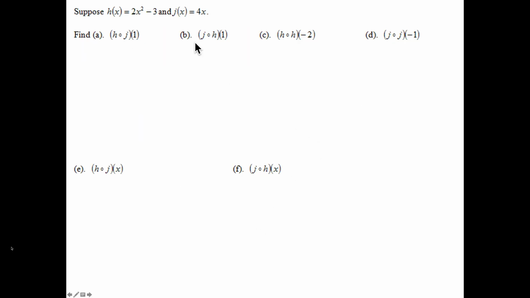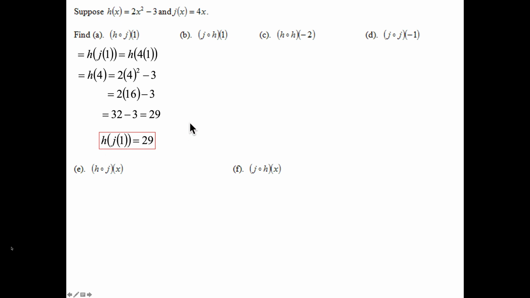Okay, better examples if we just have nice polynomial functions. So here we're going to plug in some numbers here. So again, double substitution. This is h of j of 1. Again, I like to write it this way. I'm going to take j of 1, plug 1 into the j function. 4 times 1 is going to be 4. And so now I have to find h of 4. Take the 4 and plug it into the h function. 4 squared is 16, times 2 is 32, minus 3 is 29. That's my final answer. H of j of 1 is equal to 29.